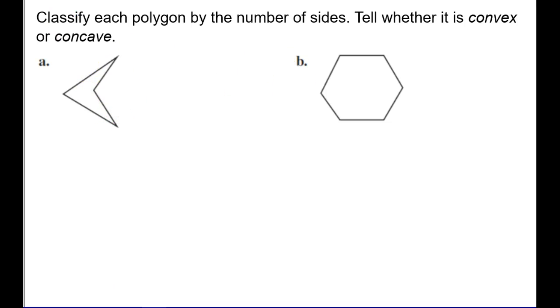So now let's look at B. So first I want to count the sides. And sometimes it's easier to just kind of tick them off. So I've got 1, 2, 3, 4, 5, and 6. So I have 6 sides, so this is a hexagon. And I see that all of my angles, all of my sides go out. So this is going to be my convex polygon.